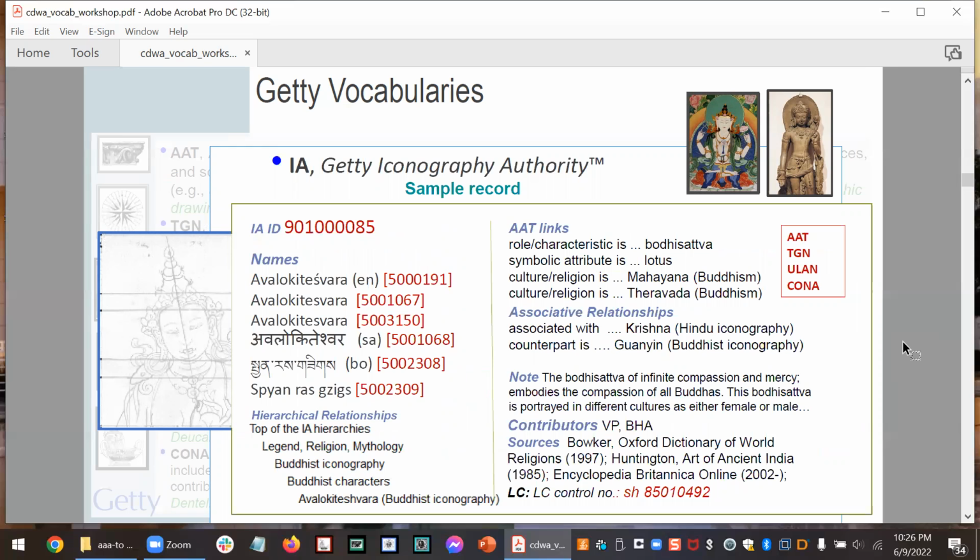We have a hierarchical position in the Buddhist characters. Over on the right, we have links to the various Getty vocabularies. So we link to the AAT, Bodhisattva, for example. There are associative relationships, that this entity is associated with Krishna, a note, contributors, and the sources, as well as co-references. Here we have a co-reference to the Library of Congress record for Avalokiteshvara. And if there were an entry in IconClass, which is another resource for iconography, we would link to that.